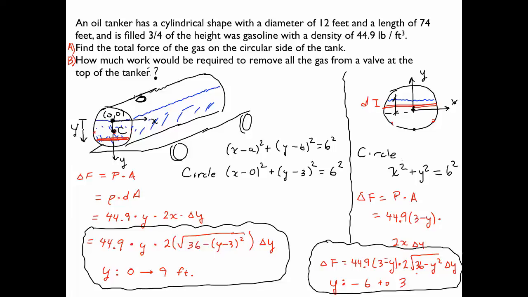Because the first layer down here is the radius down. So that's the first layer, and that's at y equals -6. And then the top layer is at y equals 3.